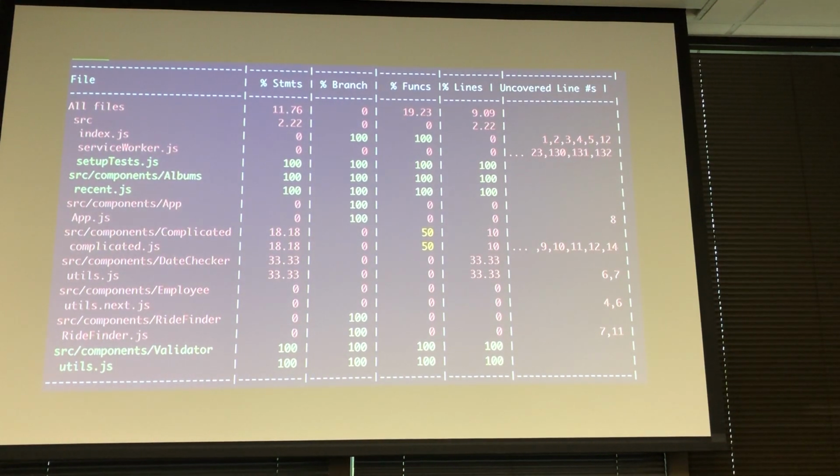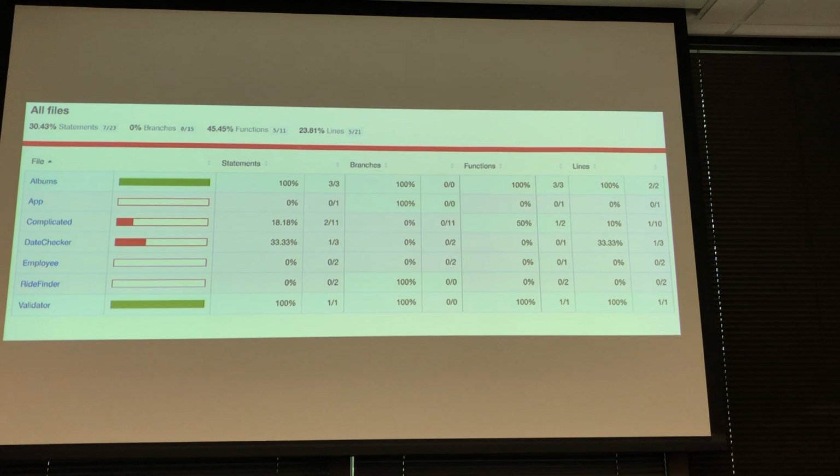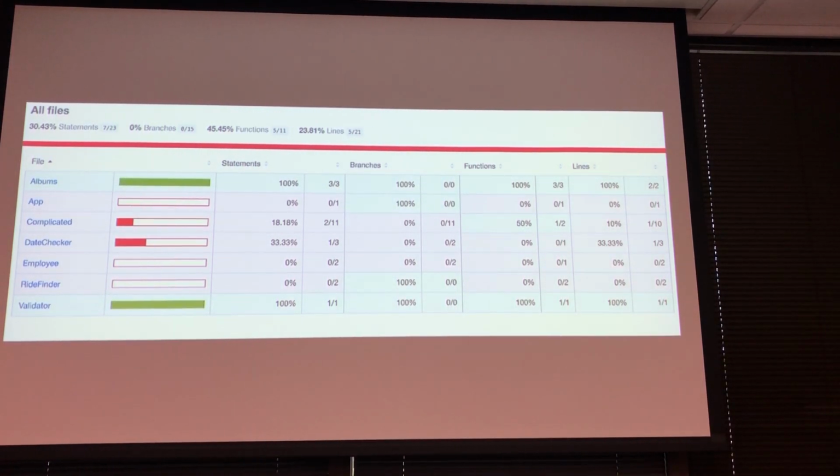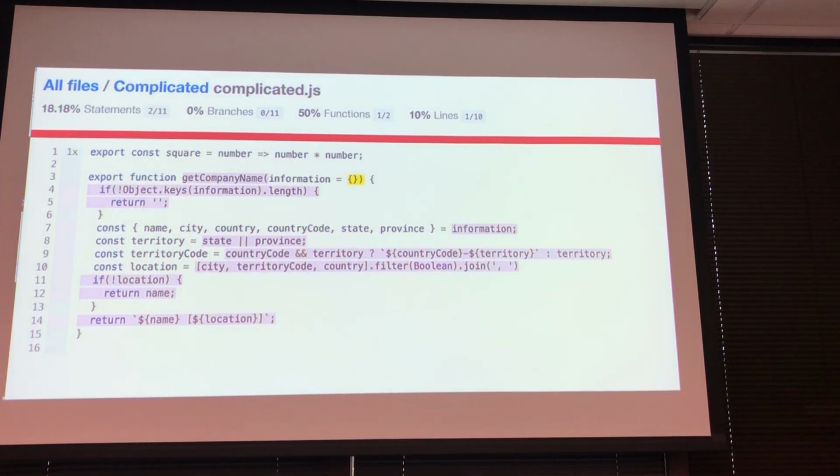What Istanbul does is it runs through your code and gives you a nice little output of what kind of code is covered, what kind of code is not covered. As you can see here, a lot of my code isn't covered, mostly because I have a bunch of files that I was skipping. But what's nice is it also gives you these beautiful little HTML reports that show you the amount of coverage you have. So albums is covered 100%, audio is covered 100%, and it breaks it down really nicely and shows you what's covered and what's not.